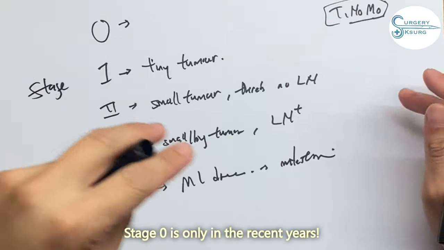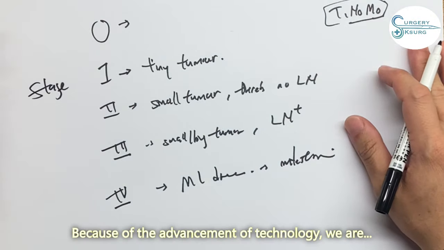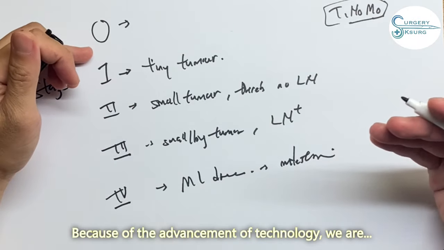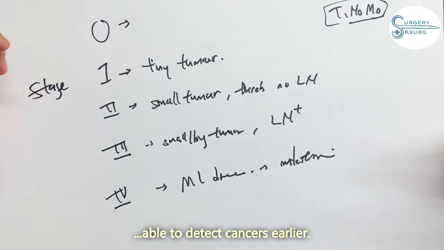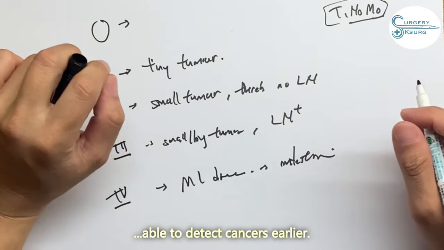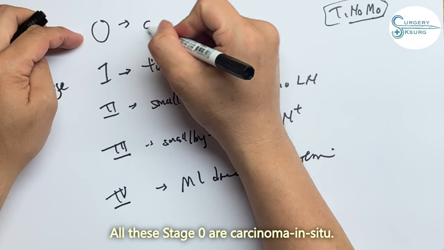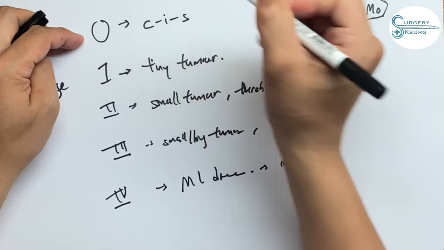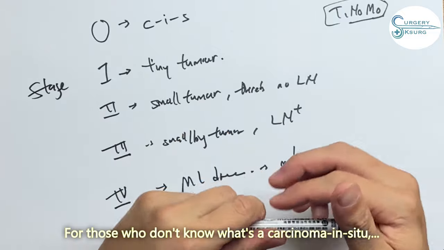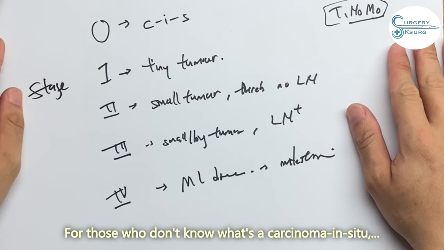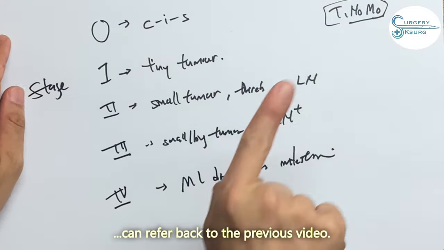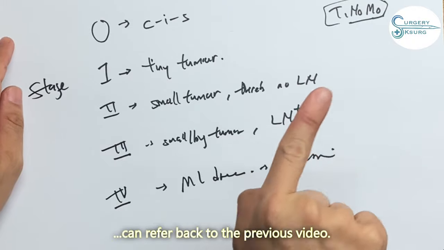Stage 0 is only in recent years. Because of the advancement of technology, we are able to detect cancer earlier. So all these stage 0 are carcinoma in situ. For those who don't know what a carcinoma in situ is, can refer back to the previous video.